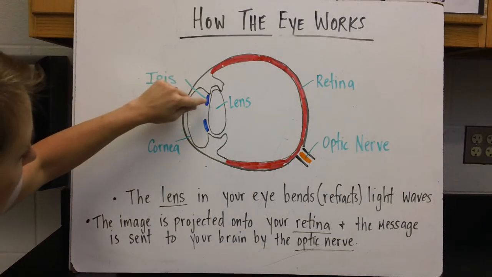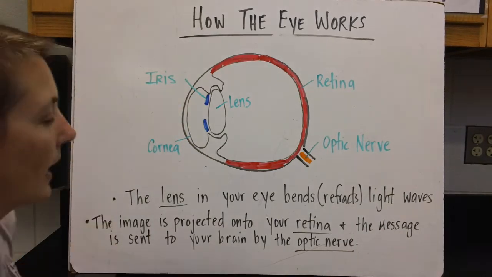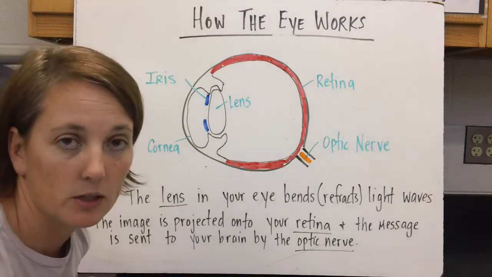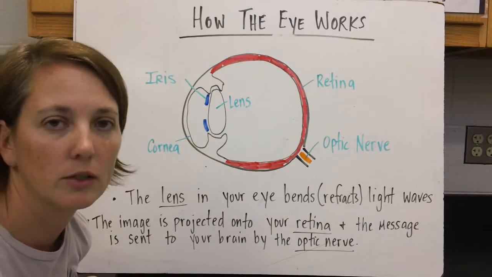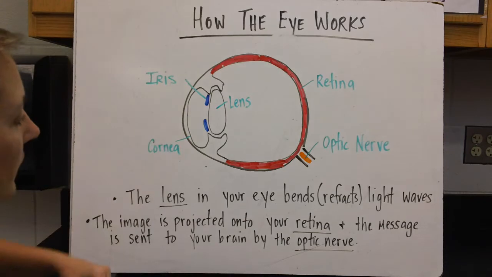This blue thing that you see here on the front of your eye is called your iris. I have brown eyes, so my iris is brown. If you have blue eyes, your iris is blue, okay? The iris is what gives your eye the color.